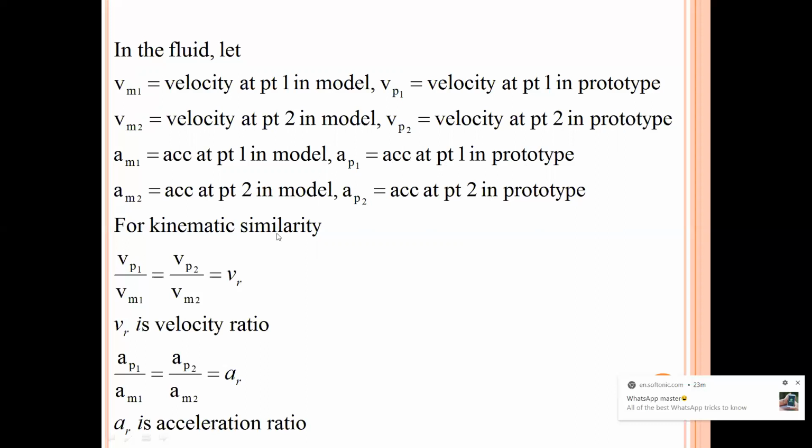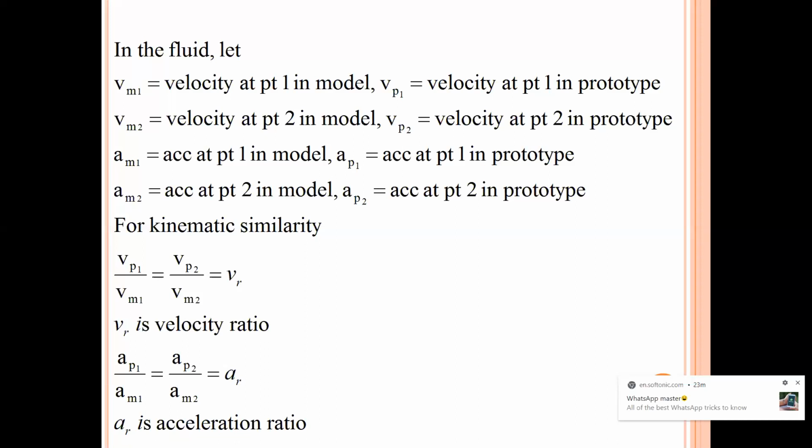So for kinematic similarity, if I'm dealing with velocity, the velocity of prototype at point 1 divided by the velocity of model at point 1 should be equal to the ratio of velocity of prototype at point 2 divided by velocity of model at point 2, and that should be equal to a ratio called VR, which is the velocity ratio. Okay, so for kinematic similarity, this relationship should be followed.